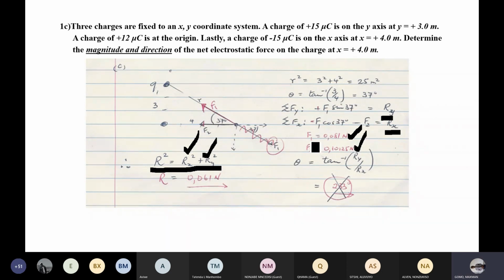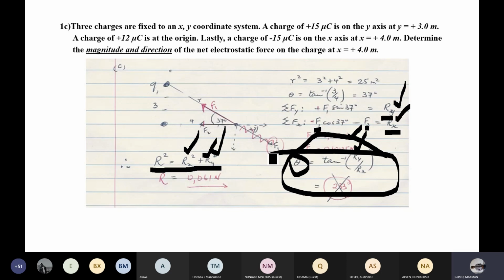So let's say you get this and that. You plug these here and there, then you find your Rx and your Ry. Then this one will help you to find your magnitude. If you want to find the direction, which is the angle theta, it's just arc tan. Ry will be this value here, then Rx will be this value here. Then at the end of the day, you will get your answer. Is there anyone with a question?